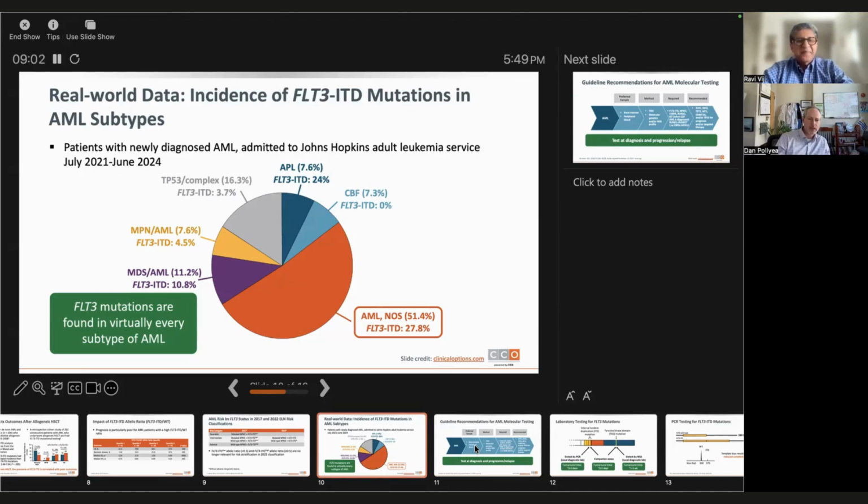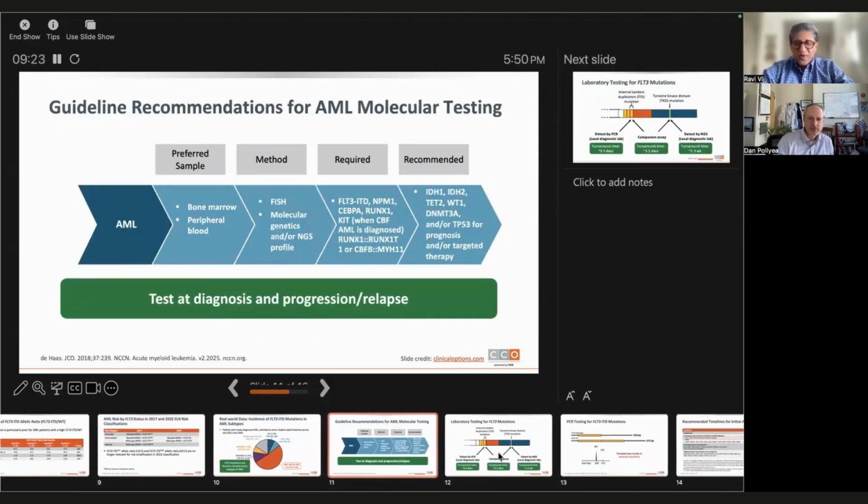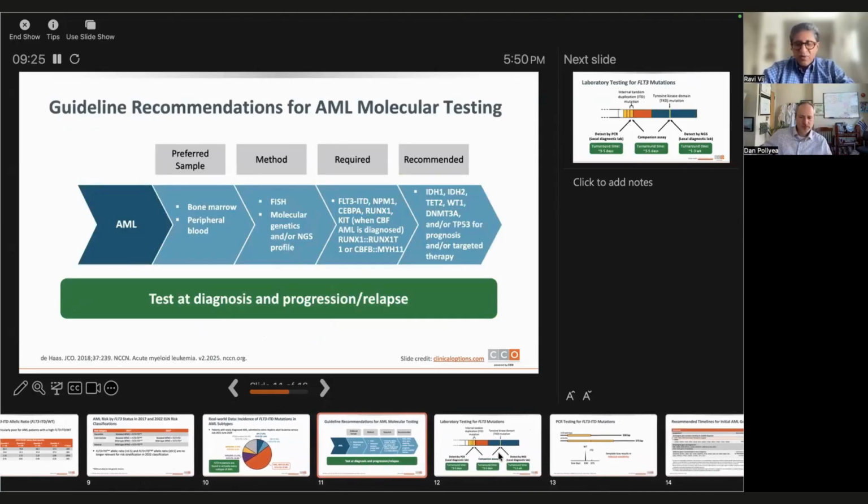And then other disease biology subtypes, like AML that evolves out of antecedent hematologic malignancies, just don't have FLT3 as much. So FLT3 is mostly a historically intermediate risk de novo AML, and that's really where the FLT3 mutation predominates. And do we look for it at every stage along the journey for a patient?